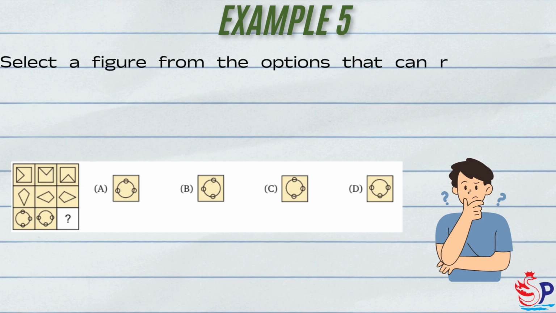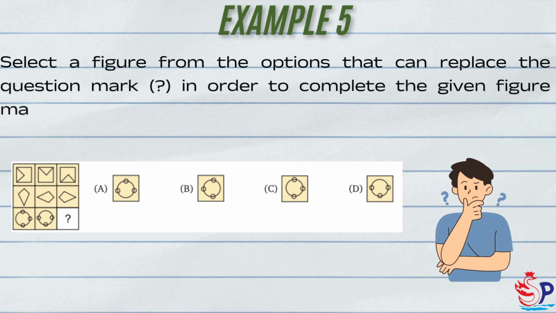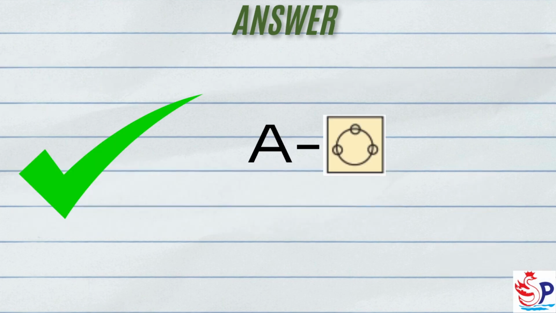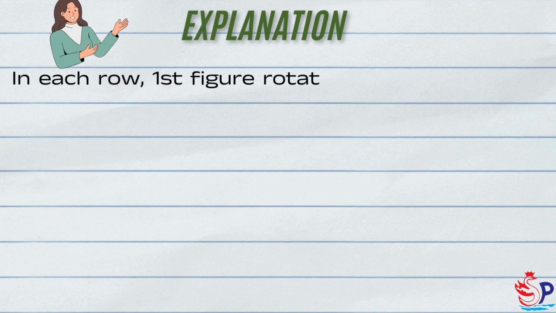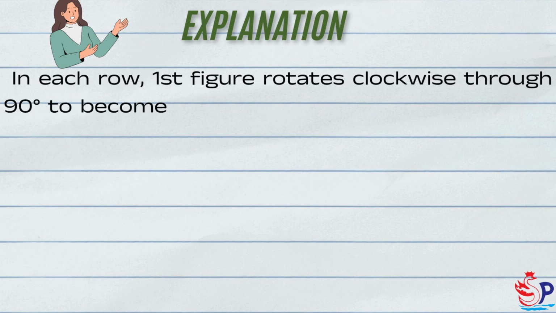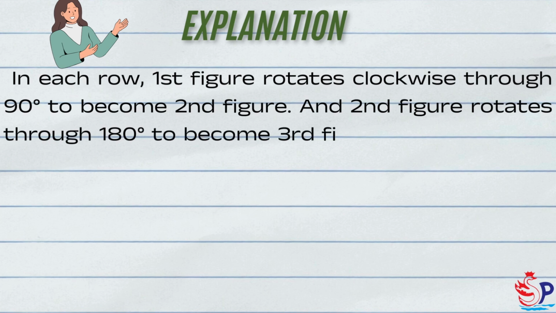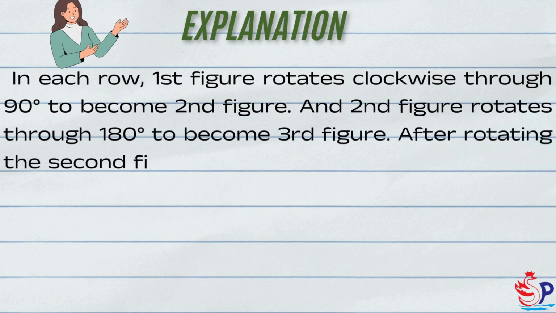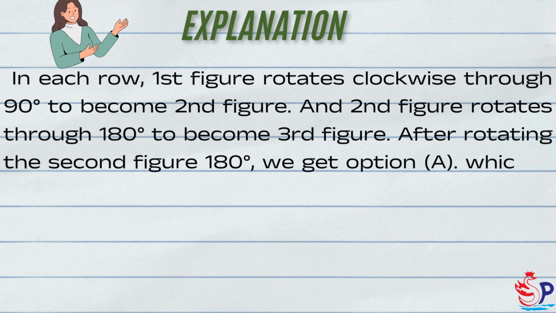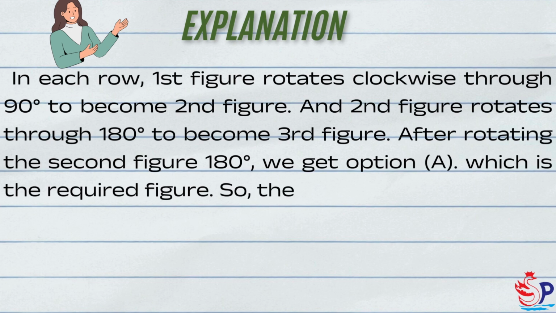Select a figure from the options that can replace the question mark in order to complete the given figure matrix. The right answer is A. In each row, the first figure rotates clockwise through 90 degrees to become the second figure. And the second figure rotates through 180 degrees to become the third figure. After rotating the second figure 180 degrees, we get option A, which is the required figure. So, the correct option is A.